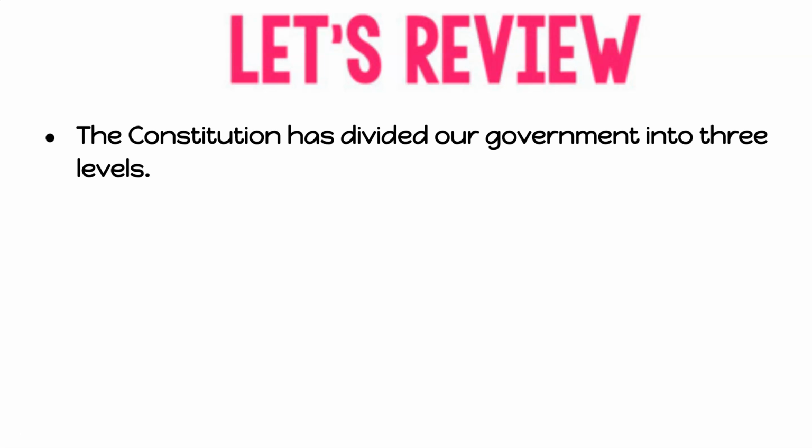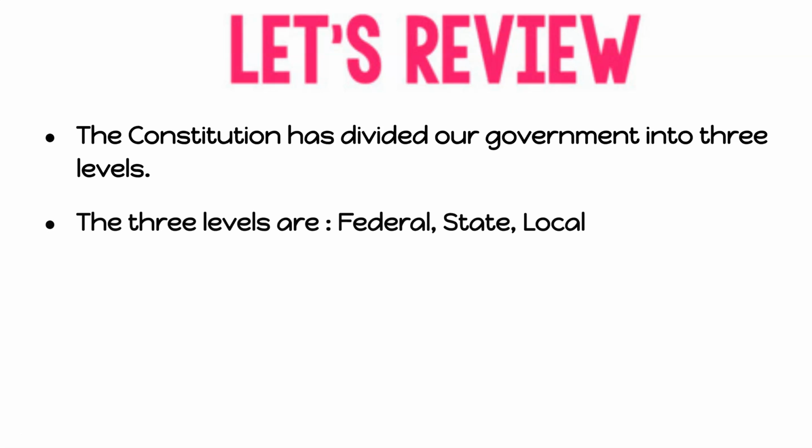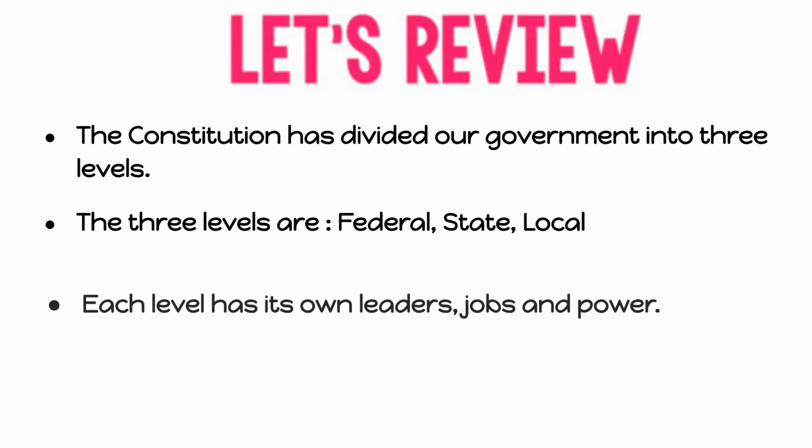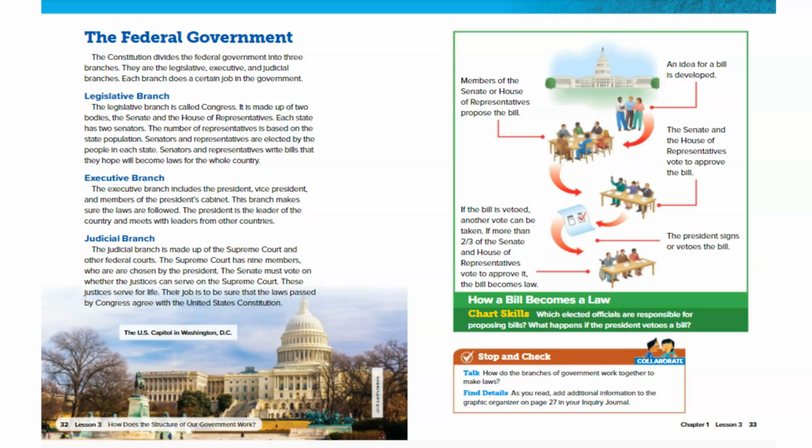The Constitution has divided our government into 3 levels. They are the federal, state, and local. Each level has its own leaders, jobs, and power. Today, we're going to dive into each of the 3 levels. Let's begin with the federal government.